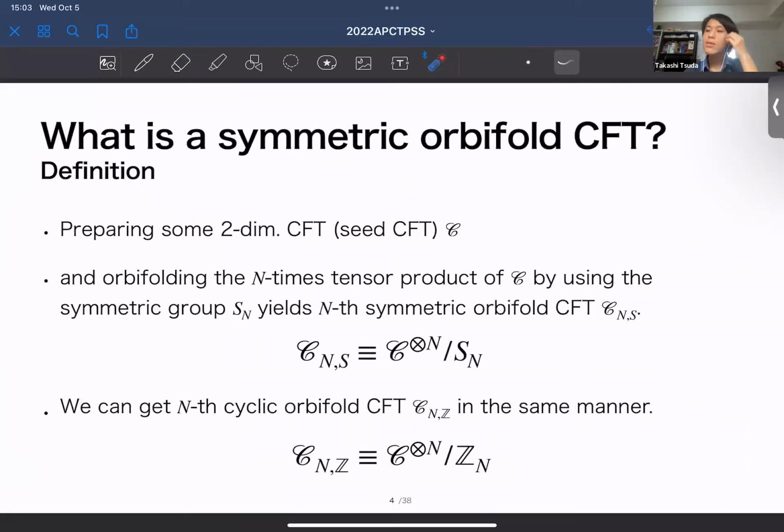So what is a symmetric orbifold CFT? The definition is as follows. We prepare some two-dimensional CFT. We call this CFT the seed CFT. We prepare the n-times tensor product of the seed CFT C, with n copies of the seed CFT, and orbifold the n-times tensor product by using the symmetric group Sn, and we get the nth symmetric orbifold CFT. We can also get the nth cyclic orbifold CFT by orbifolding by the cyclic group Zn in the same manner. This is the definition.